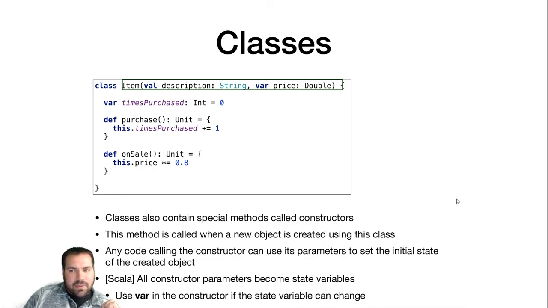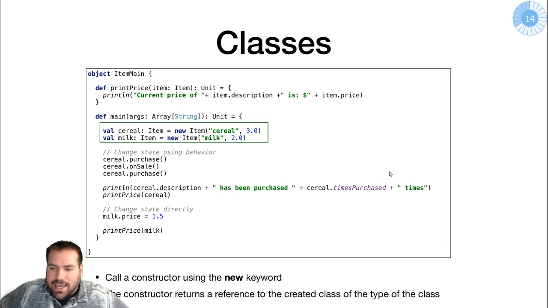Yes, you can access these variables later. You can access them and you can change the price, you can change times purchased, but you can't change the description. But you absolutely can access these variables later. So let's see exactly that too.